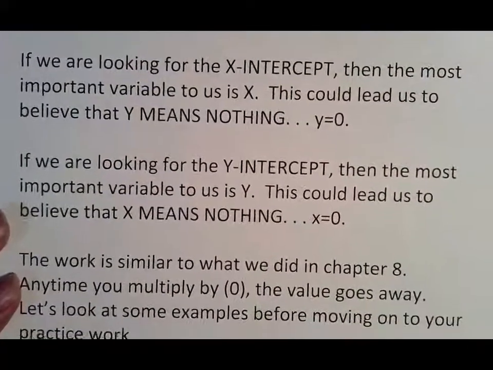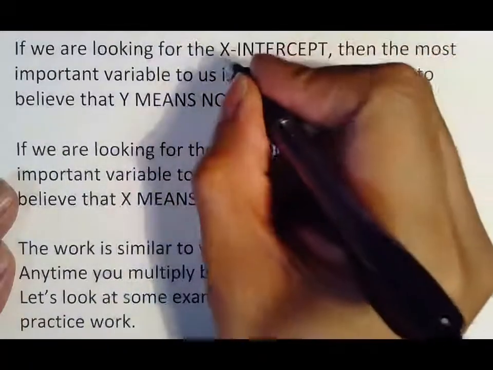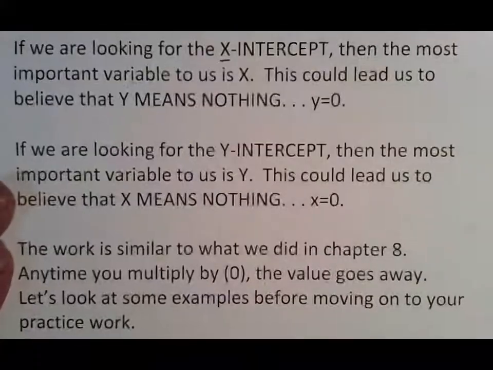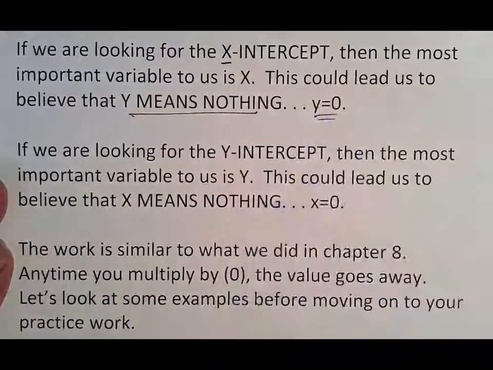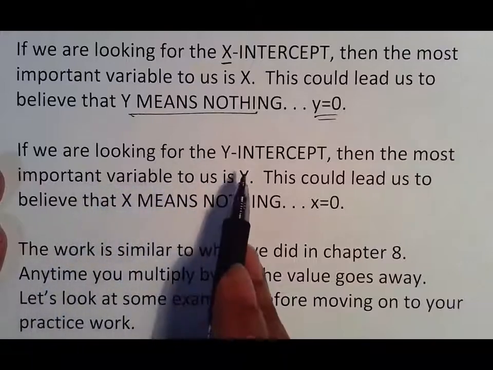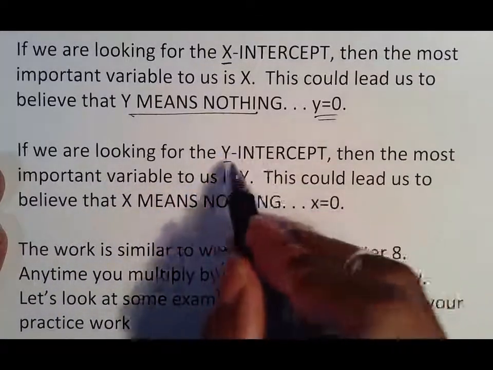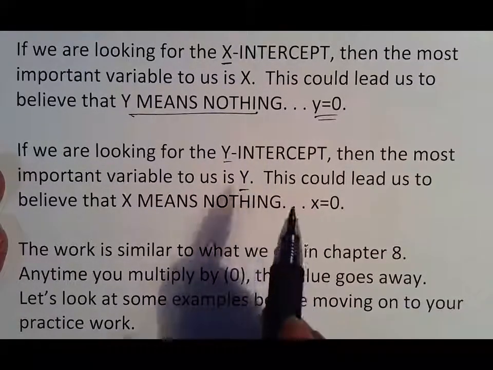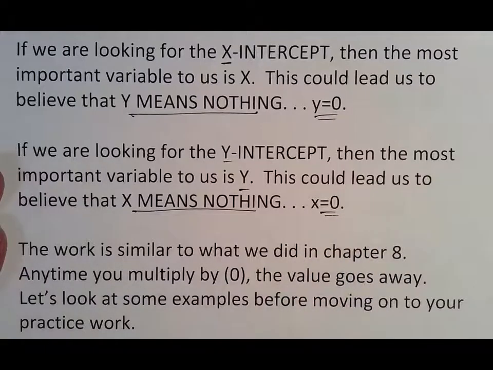As long as you remember that you need to put a 0 in, then now you can actually use your common sense. If we are looking for the x-intercept, that means the most important variable to us is x. And so if x means everything to us, that means y means nothing. And if y means nothing, then you can imagine that means y equals 0. Same thing for y-intercept. If we're looking for the y-intercept, then that means that y means everything to us, because I want to know where y touches the line. And if y means everything to us, that means that x means nothing. So therefore, you could imagine x equals 0.